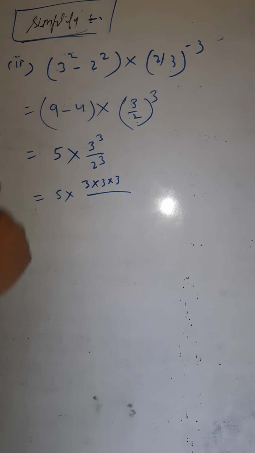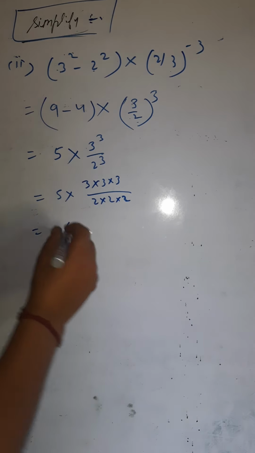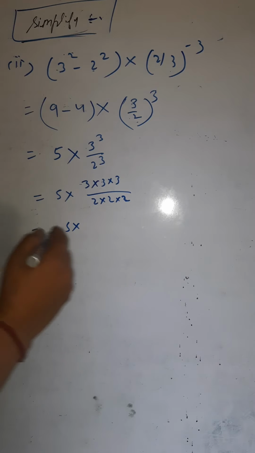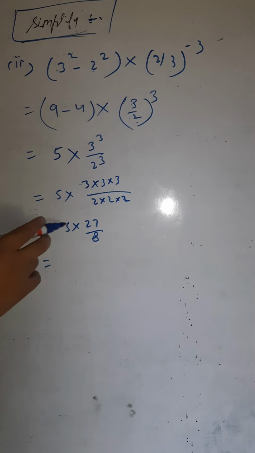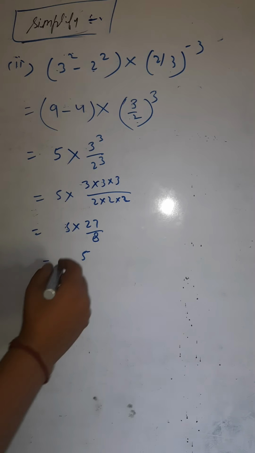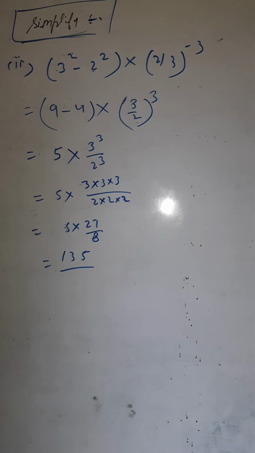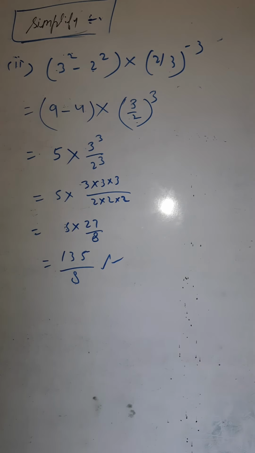Similarly, 2 raised to the power 3 means you have to multiply 2 three times. So I can write it as 3 times 3 is 9, 9 times 3 is 27, divided by 2 times 2 is 4, 4 times 2 is 8. So this 5 is to be multiplied on top. 5 multiplied by 27: 5 times 7 is 35, carry 3; 5 times 2 is 10, 10 plus 3 is 13. So it is 135/8. This would be your required answer. Getting this? Just note it down.